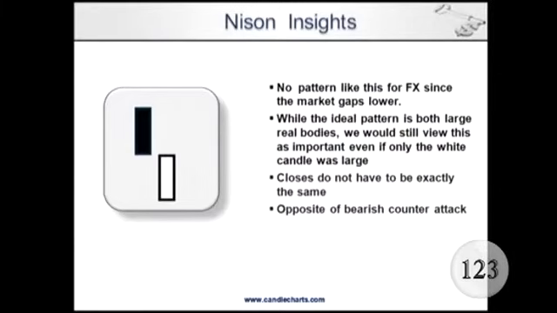While the ideal pattern is long black and long white, to me the most important aspect is that it's a long white candle. Even if the first candle was not really a long black real body, let's say it was a small black real body, and the market gapped down, say $3, and came back to rally $3, that to me is really impressive. So to me, the bounce back on the second candle is actually the more important criterion.